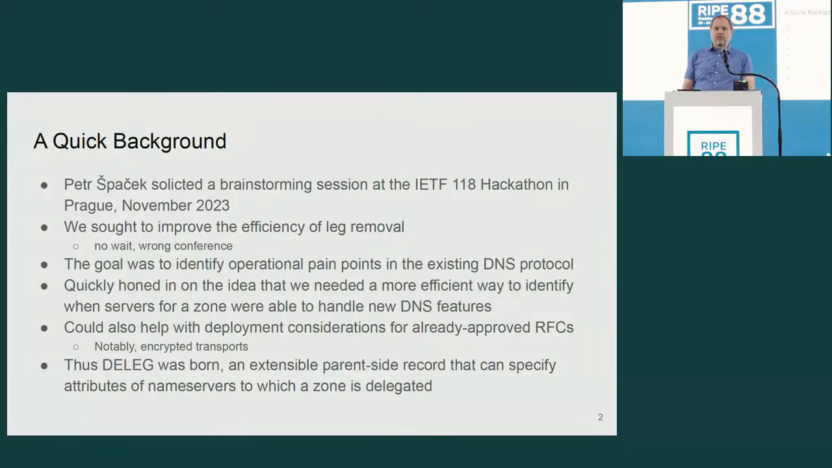What we really wanted to do for the purpose of the brainstorming was identify where the pain points were with the existing DNS protocol and how we might be able to advance on improving that situation. One of the things we quickly realized was that probably the best way to facilitate that was being able to signal between a resolver and the authoritative server when each was able to support a new feature of the protocol, different than the way that things are currently done.